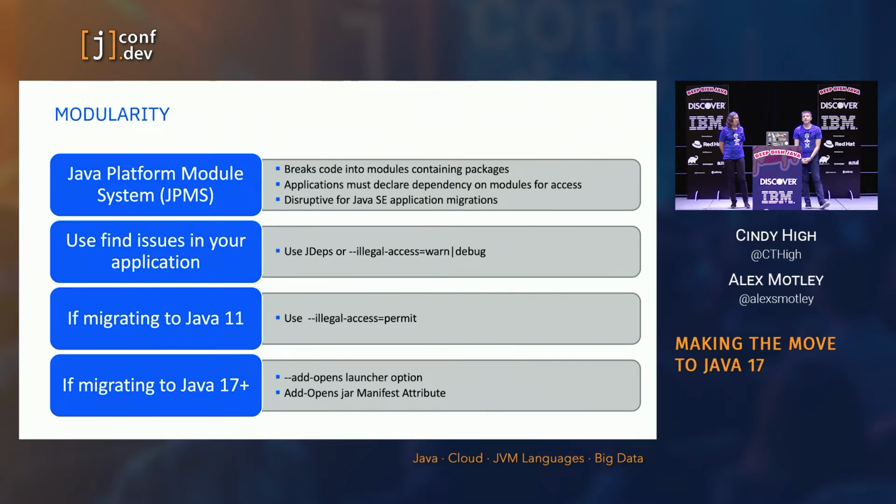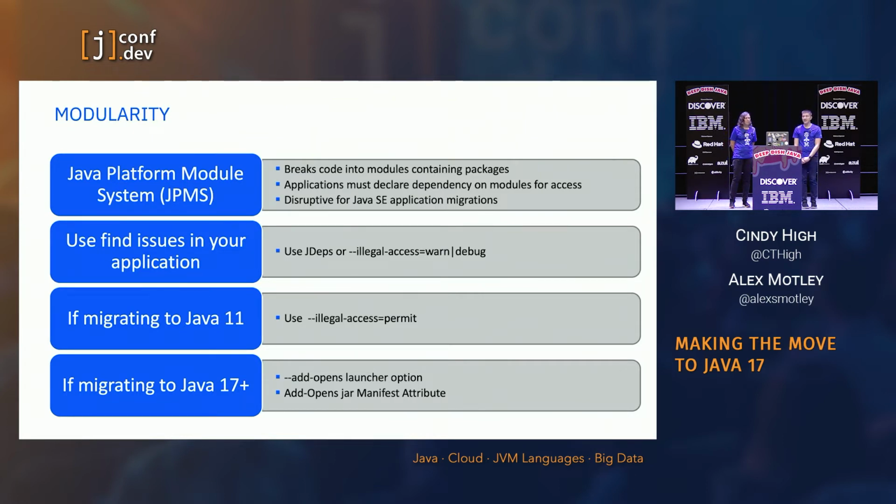As a result, this can be very disruptive for Java SE application migrations. Over time, they have made changes because they didn't want to immediately break everyone all at once. So if you are just moving to Java 11, by default in Java 11 the behavior didn't change. They introduced the illegal access flag, and the default was permit, which essentially meant that in Java 11 the behavior was the same. And if you've heard of the kill switch, that's what that refers to, the illegal access flag.